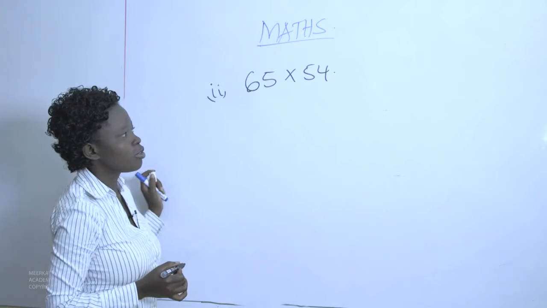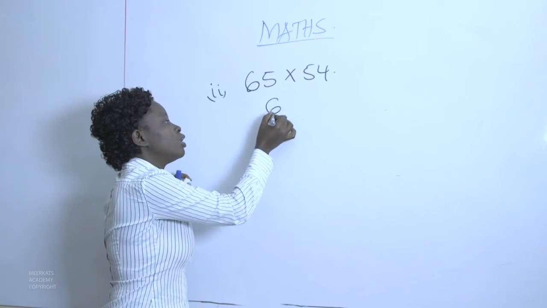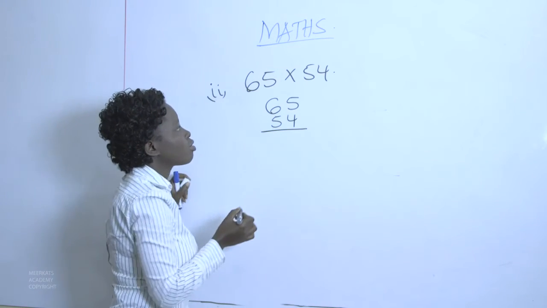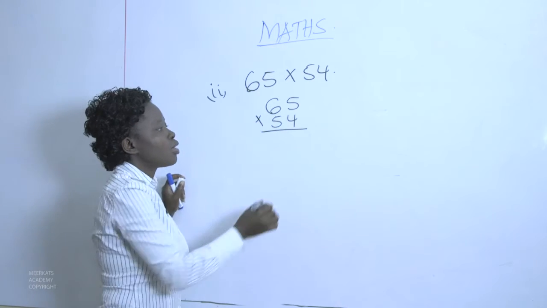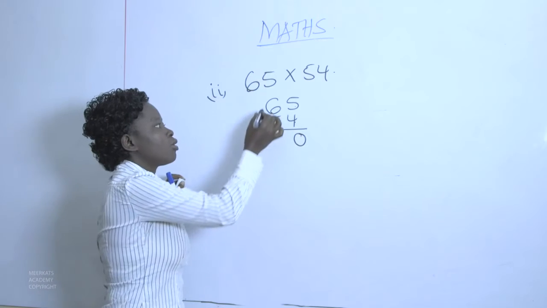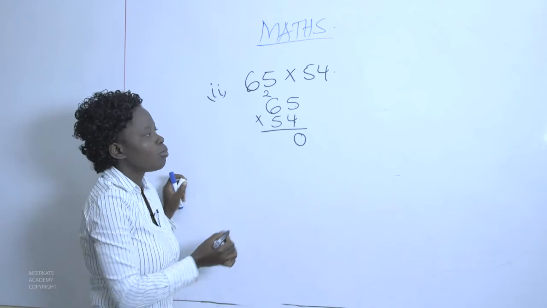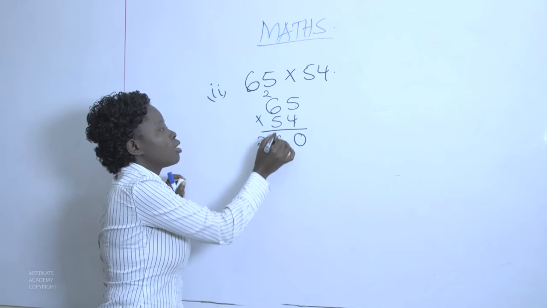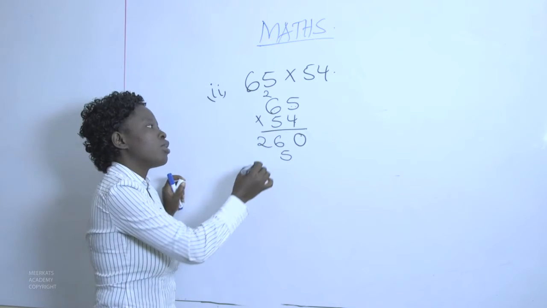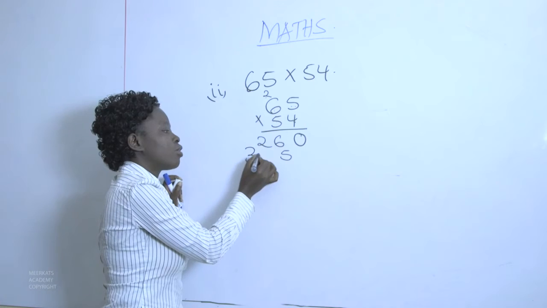So we have 65 multiplied by 54. So the original figure that is expected, that is 65 times 54. Then we have 5 times 4, which is 20. We write 0, carry 2. 4 times 6, that is 24. 24 plus 2, 26. 5 times 5, that is 25. Write 5, carry 2. Then we have 5 times 6, which is 30. 30 plus 2, we get 32.